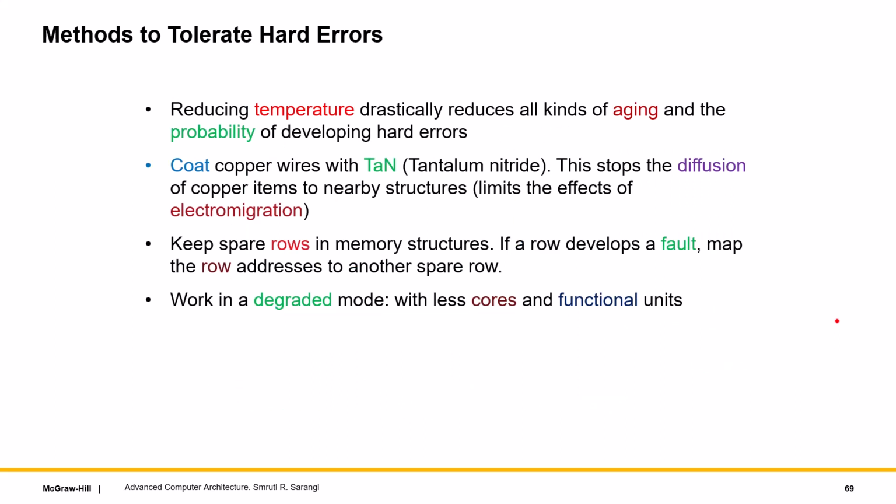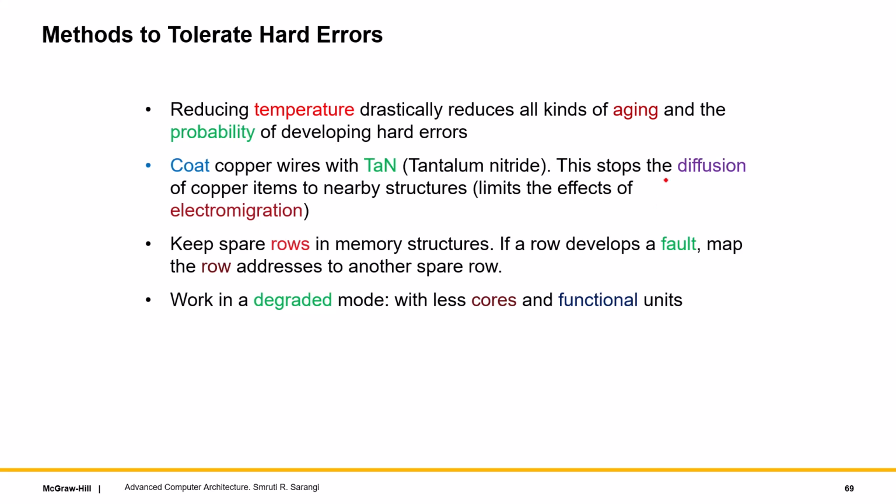So what are the methods to tolerate hard errors? Well, the standard method is to reduce temperature. Reducing temperature very dramatically increases the MTTF, mainly because of the expressions that we saw, and we saw the exponential relationship of temperature.